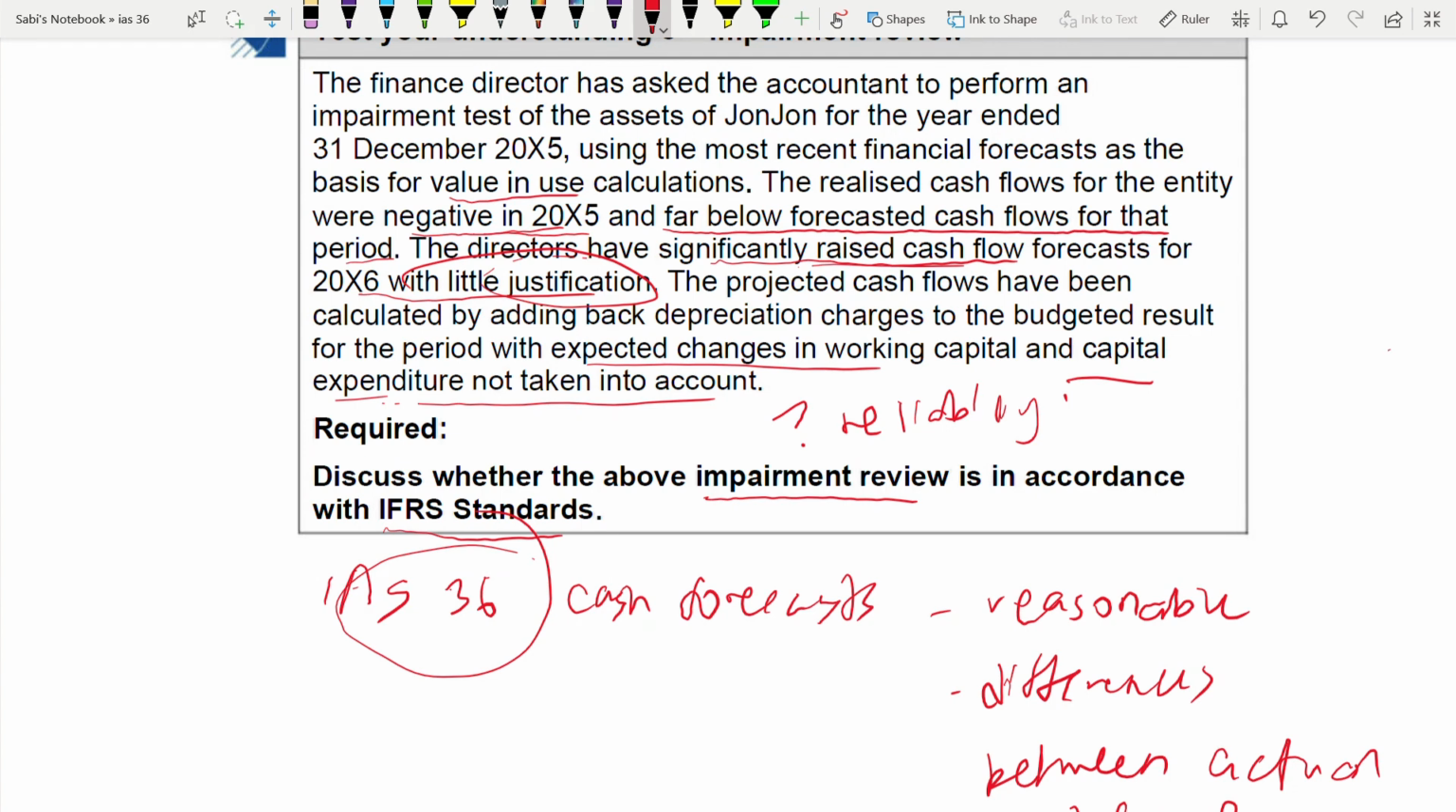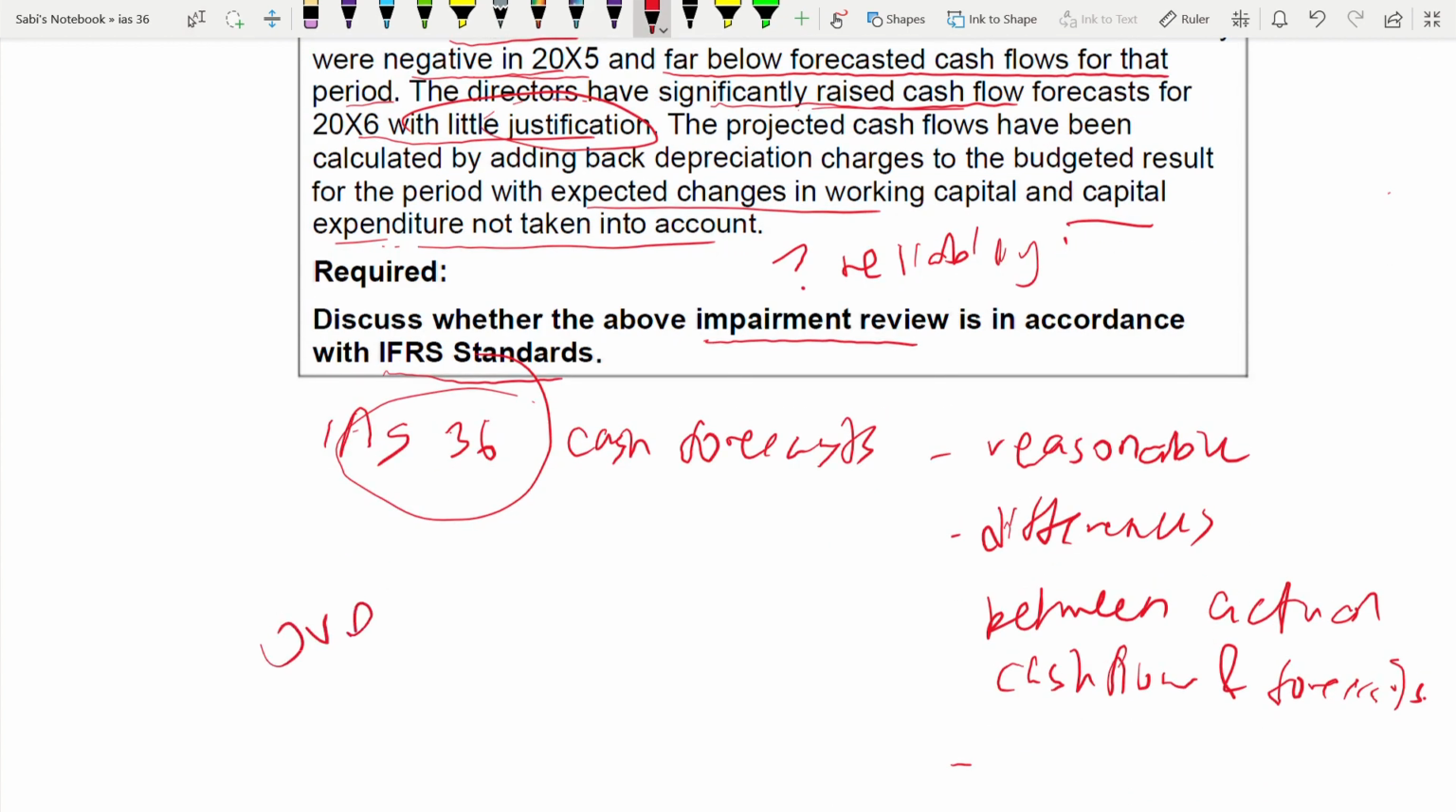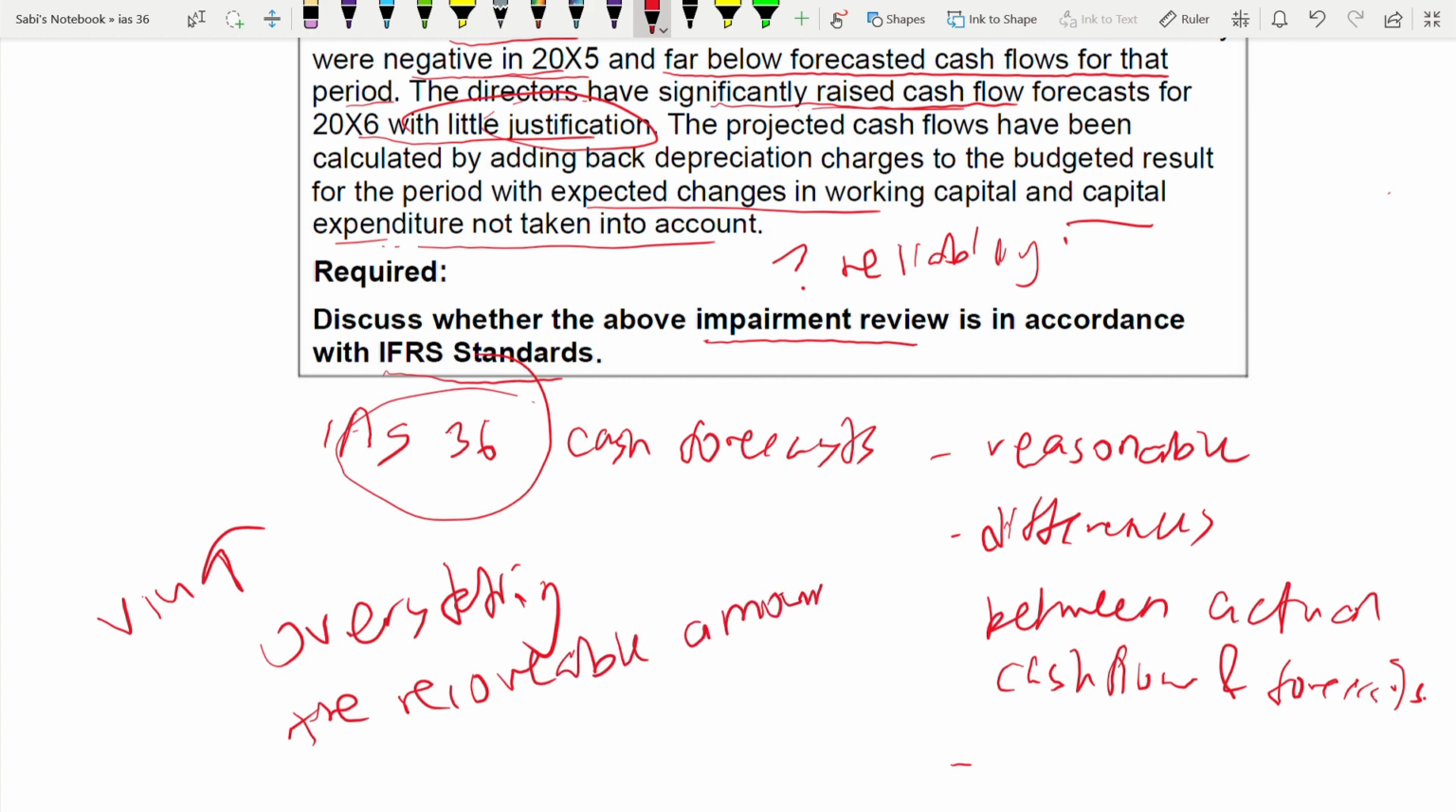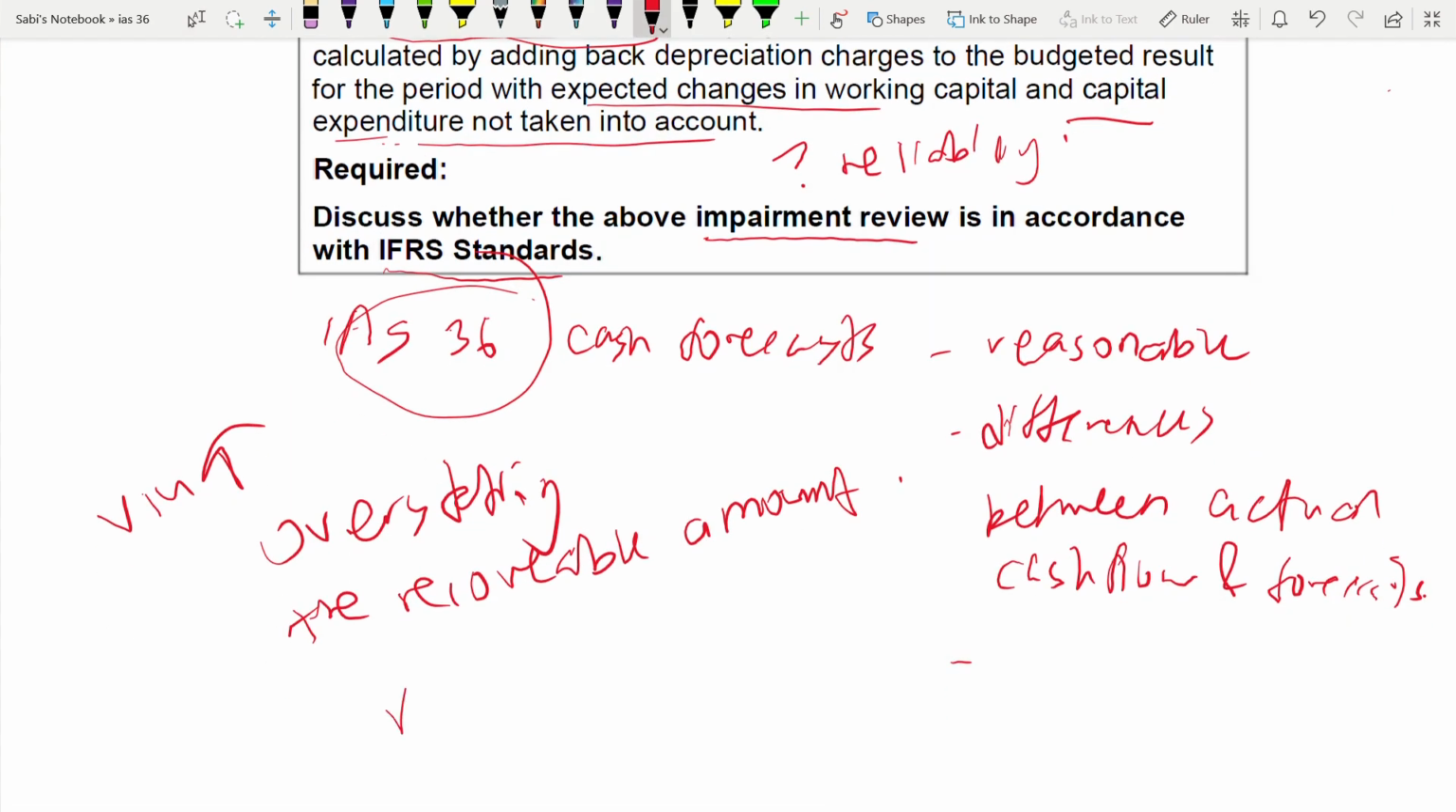So this impairment review seems like it's not in line with IAS 36, because the cash flow projections that are used, you can see they are overstating. In summary, they are overstating, that means they are showing more cash flows. That means they are overstating the recoverable amount. If the value in use increases, it means overstating the recoverable amount. If they overstate the recoverable amount, what happens? You can say there is no impairment loss, or they can reduce the impairment loss.